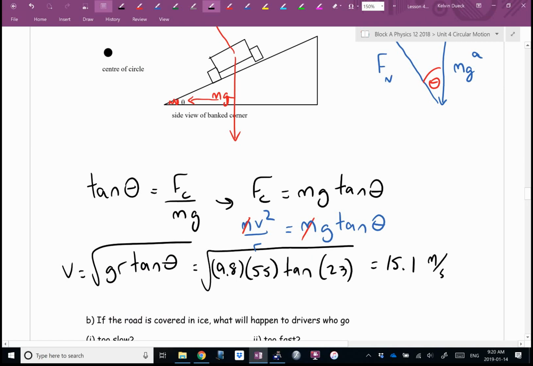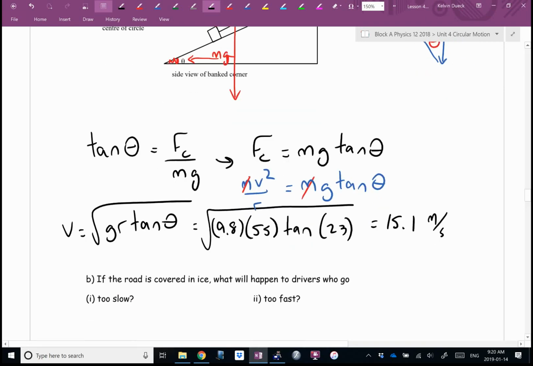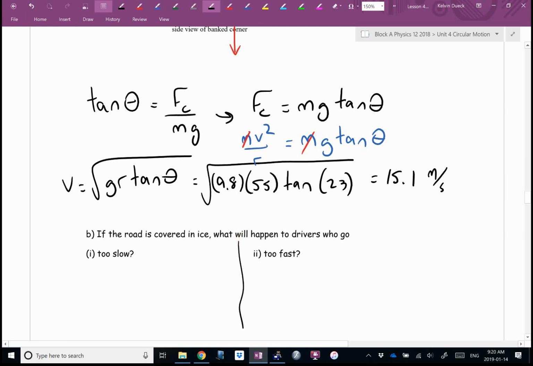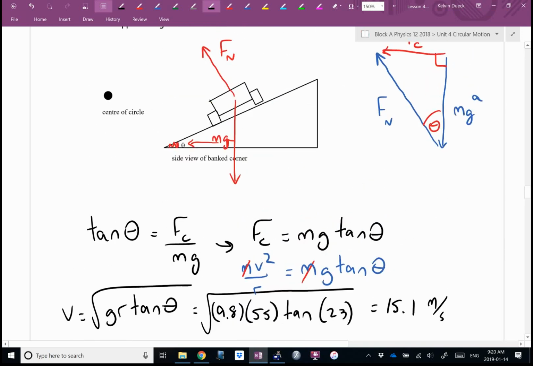Suppose the road was covered in ice, no friction. What would happen if you went too slow? You would slide this way. We'll write that in a second. What would happen if you went too fast? You would slide this way. Now, if there is friction, there is actually an extra force. If you're going too fast, friction is pushing you down, keeping you from sliding off. If you're going too slow, friction is keeping you up.